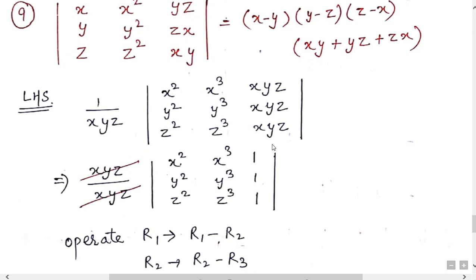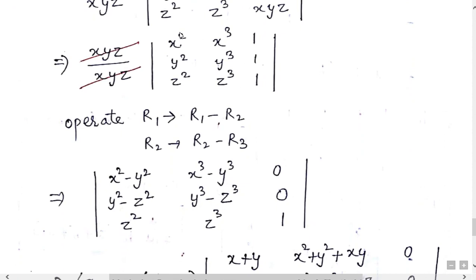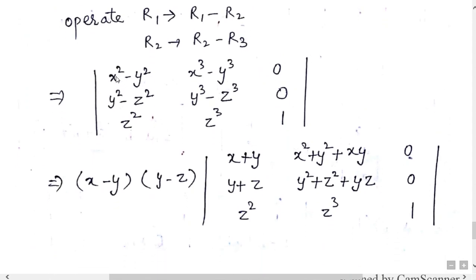Now you can find the solution easily because in the third column you can make two values 0 when you subtract one row from the other. What about these values? x square minus y square you can write, and y square minus z square, x cube minus y cube and y cube minus z cube. And what about this value? 1 minus 1, 0 and 1 minus 1, again 0. Now take common x minus y from the first row and y minus z from the second row. Now what about this value?